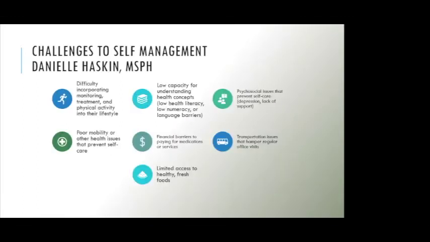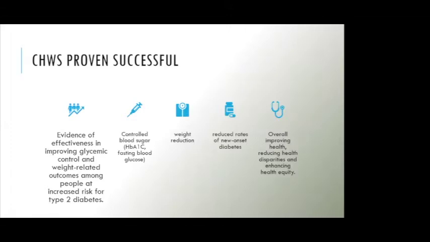So community health workers have proven to be successful, and there is evidence of our effectiveness in improving glycemic control and weight-related outcomes among people with increased risk for type 2 diabetes, so both pre-diabetics and diagnosed diabetics. Especially when implemented in underserved communities, the interventions that community health workers participate in can improve health, reduce health disparities, and enhance overall health equity in the community that they work with.